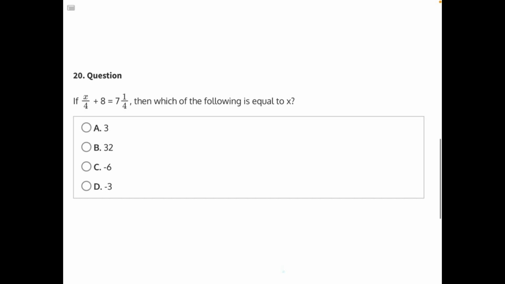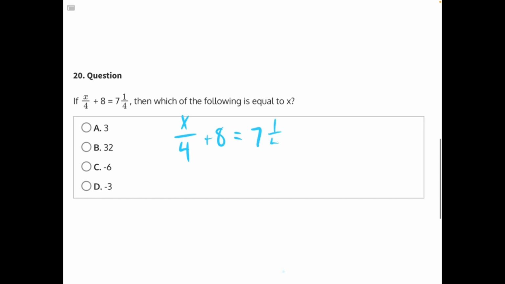If x divided by 4 plus 8 equals 7 and 1/4, then which of the following is equal to x? To solve this, we need to isolate our variable x, and to do that, we're going to need to simplify and do opposite operations. Let's start by writing this out. X divided by 4 plus 8 equals 7 and 1/4.